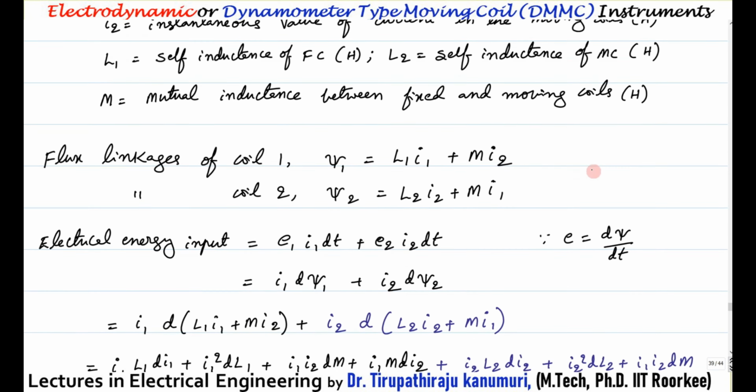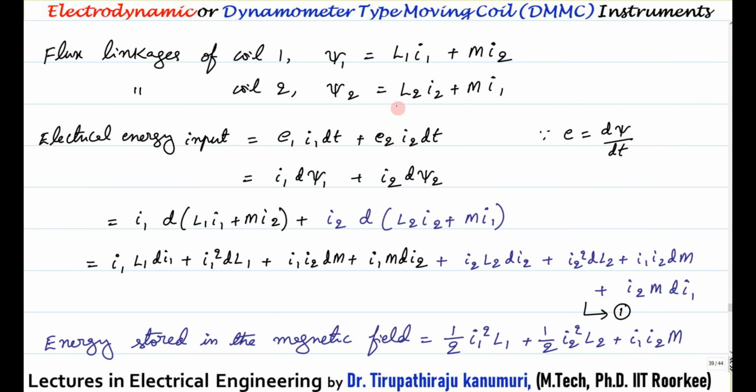So we know the flux linkages of coil 1 will be L1, the self-inductance of coil 1, multiplied by the current passing through coil 1. And second, the current passing through coil 2 also produces flux. That flux also interacts with the first coil. We know that, so we take M times I2, the mutual inductance between the two coils times the current passing in the second coil. Similarly, the flux linkages of the second coil will be due to its own inductance, L2 into I2, plus the mutual inductance times the current passing in the first coil.